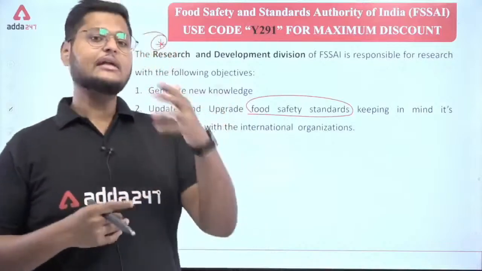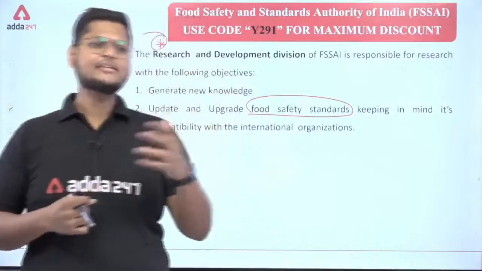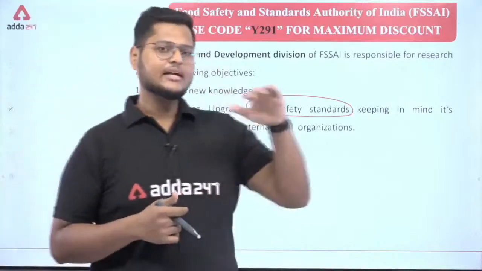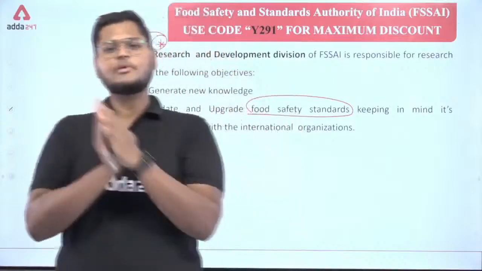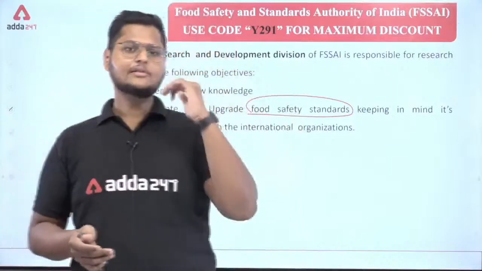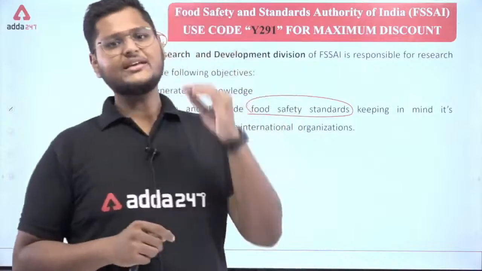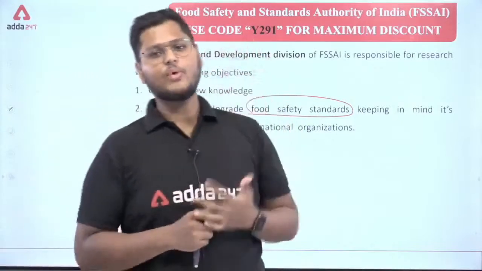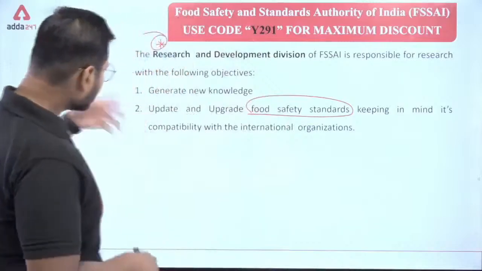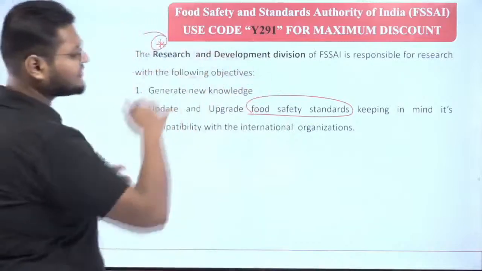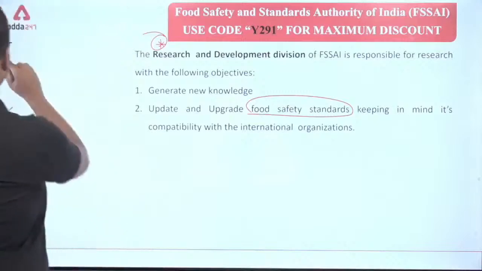For example, let's consider that a certain standard has been set for the X article of food, but during research and development it was found that there is a superior standard, or we can set a better standard, maybe Y, on the similar food article. So the food safety standards are updated and upgraded.